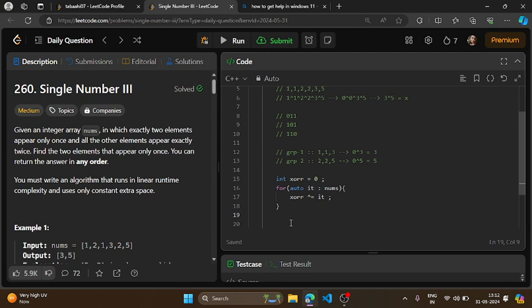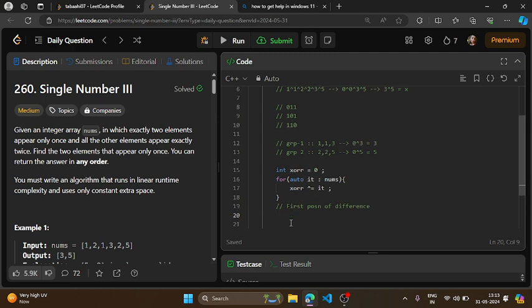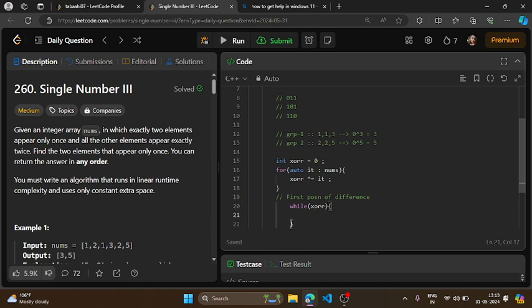Now once I find XOR, I will find the first position of difference, right? Like the first position where both the target elements will have a different bit. So to find the first position of difference, we will simply run a loop, and I will check if the bit at that particular position is 1 or not, because if the bit at that particular position in XOR is 1, then this is a required position, right?